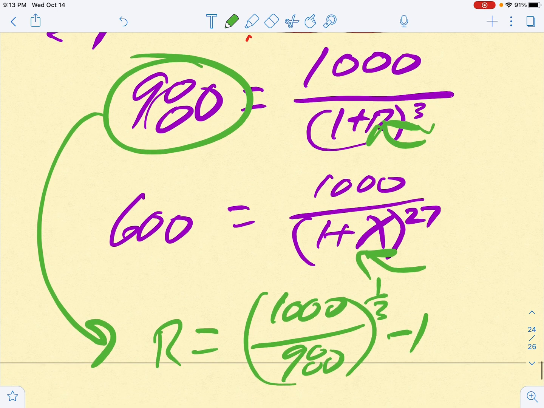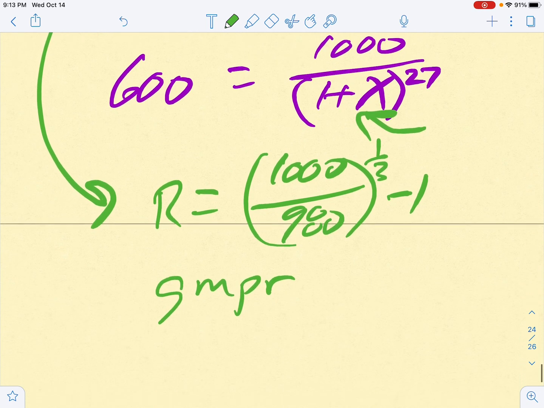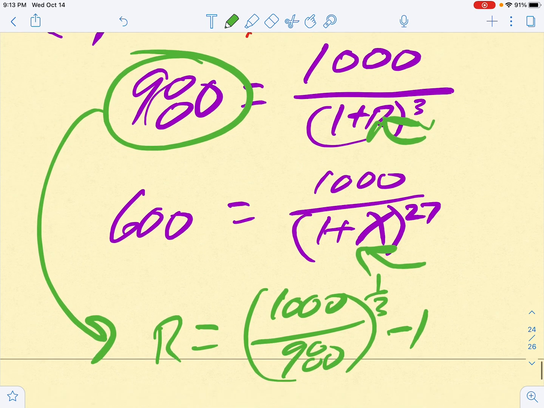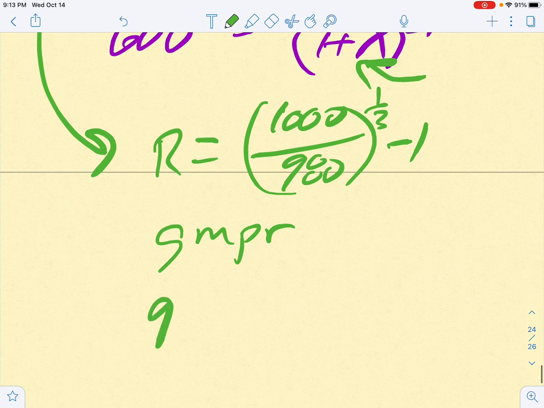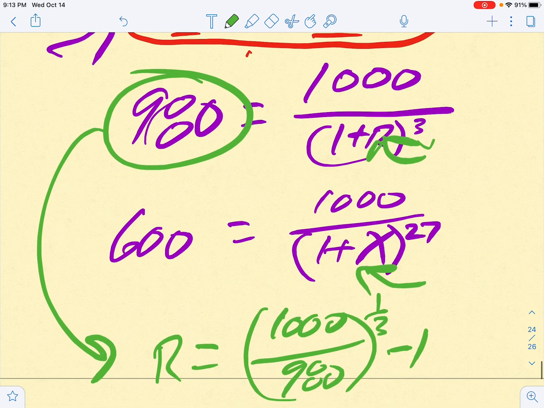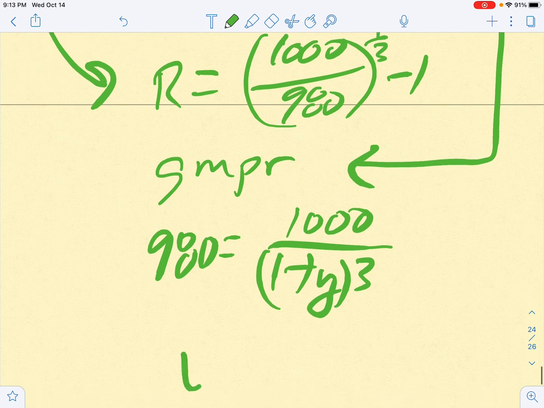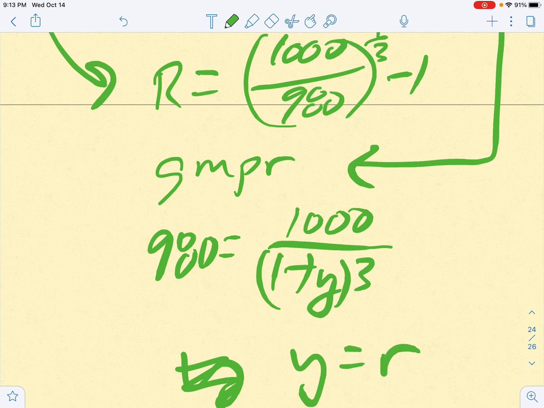If we were to calculate the yield to maturity for that bond, using the notation, it would just be 980 equals 1,000 divided by 1 plus y, cubed. Well, here it's obvious that y is equal to r. I mean, just obvious.